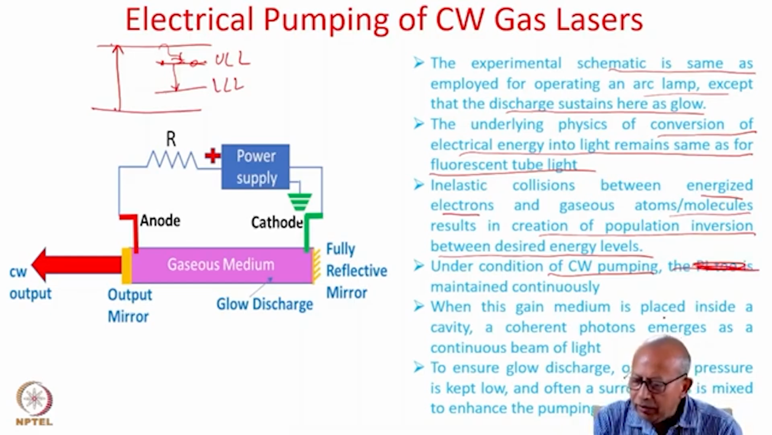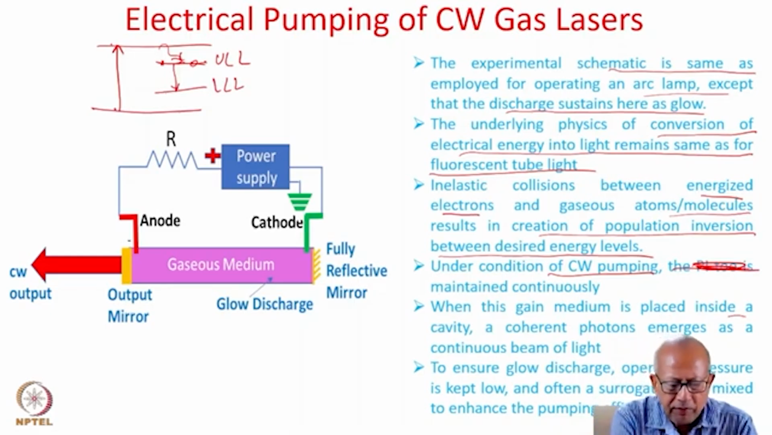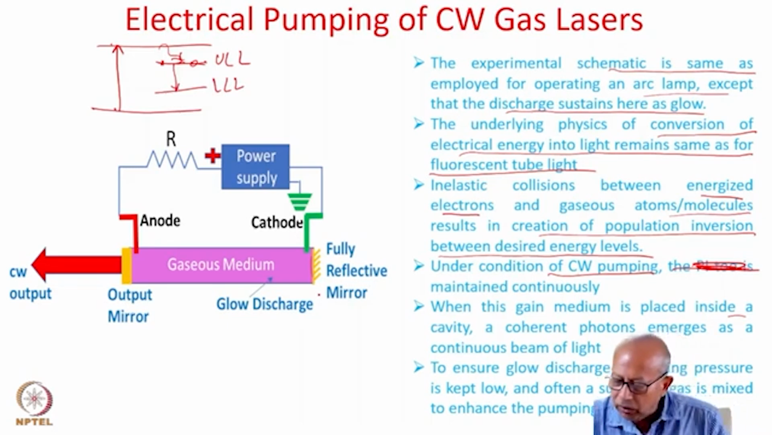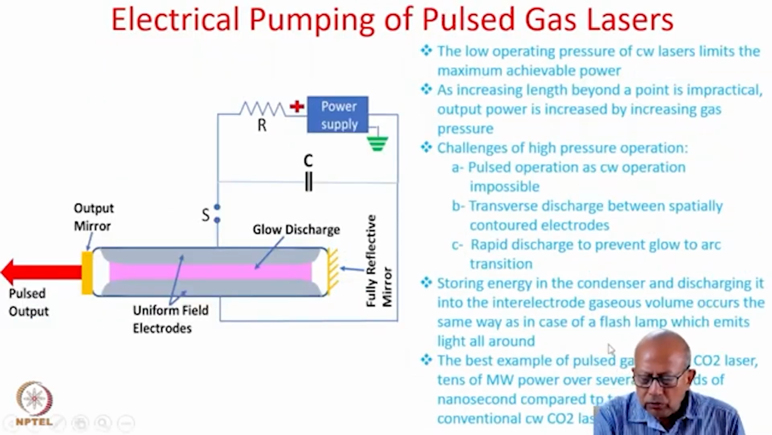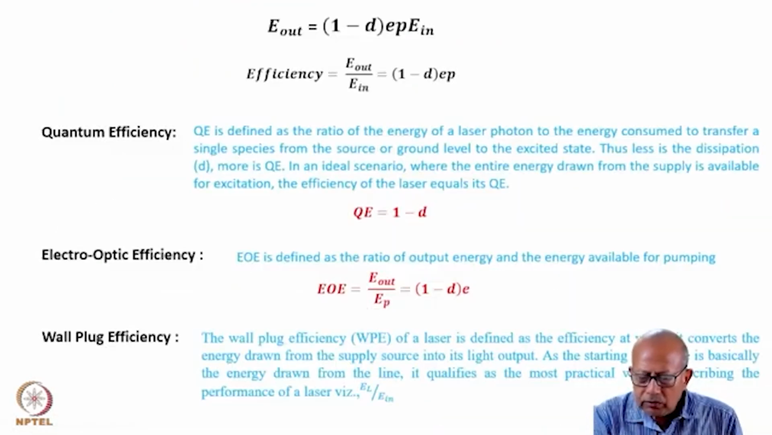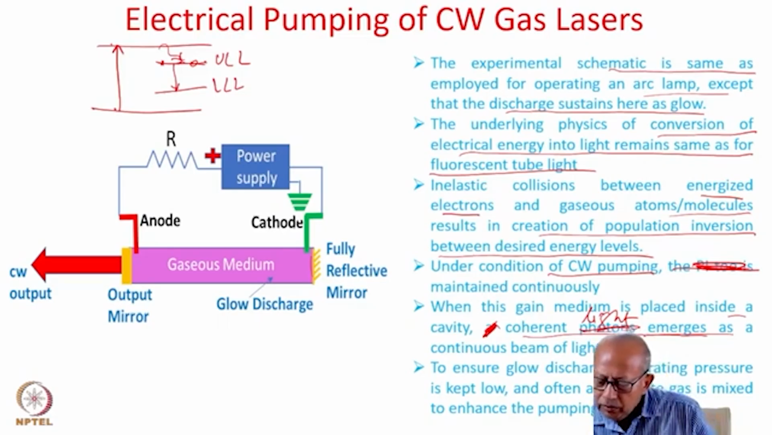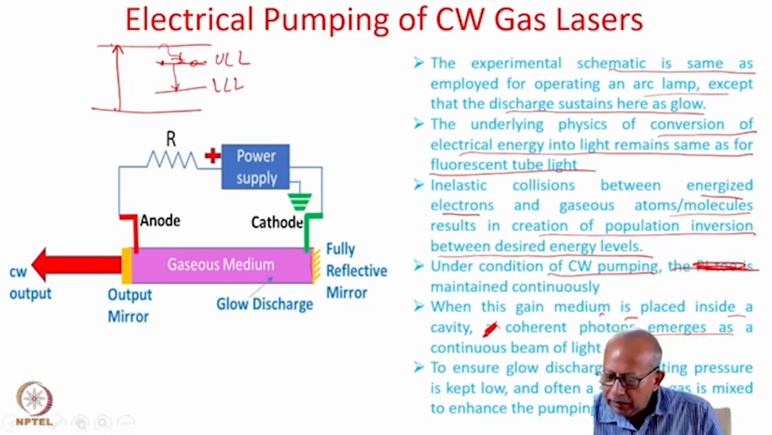When this gain medium is placed inside a cavity, this is the cavity, it comprises a partially transmitting mirror and a fully reflective mirror. One of the mirrors, of course, has to be concave. Coherent photons emerge as a continuous beam of light.